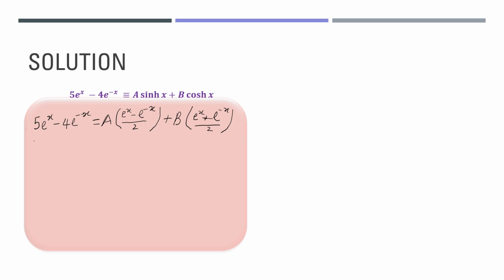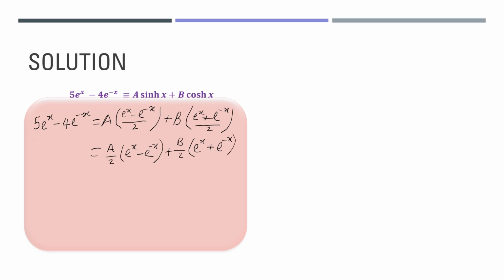This we can then write as, bringing the denominator out, a over 2 into (e^x minus e^(-x)) plus, again bringing the denominator out, b over 2 into (e^x plus e^(-x)).